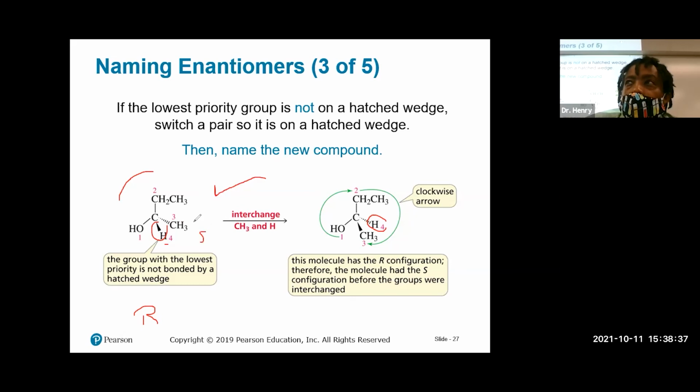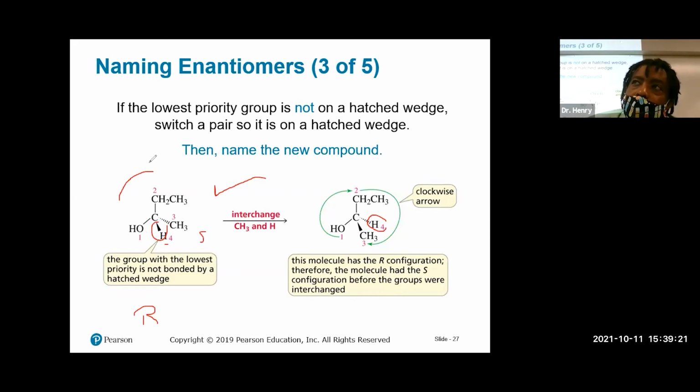Which is weird, right? Is that right? Switch. Exchange. Yeah, exchange the two. This guy? Yeah, it's still an R. This is an R and this is an R. They're both the same. Yeah. So the molecule is the molecule that has the S configuration before the groups were exchanged. Let me think about this. Hold on. The molecule has the R configuration. Therefore, the molecule had the S configuration before the groups were changed.